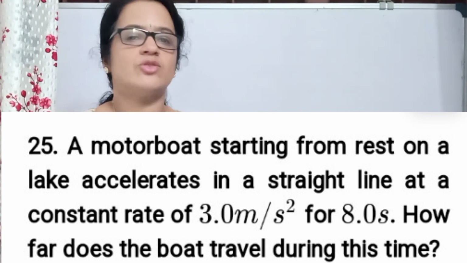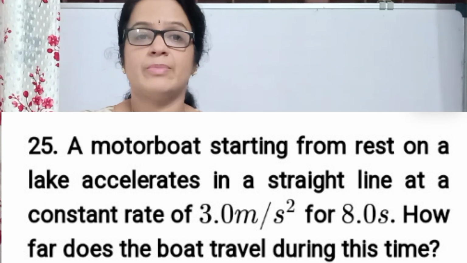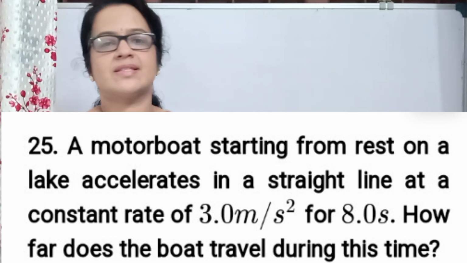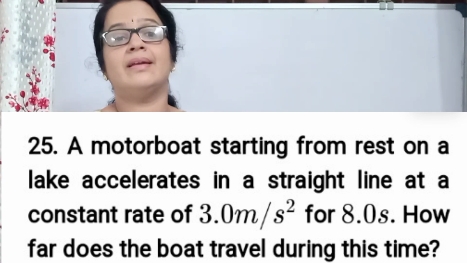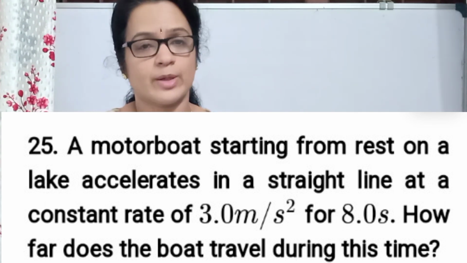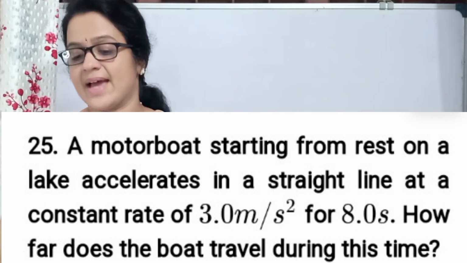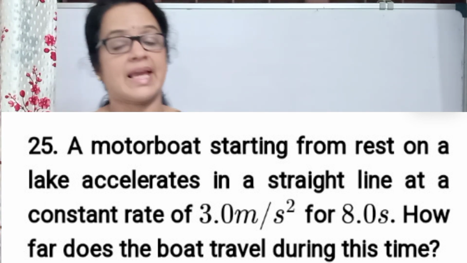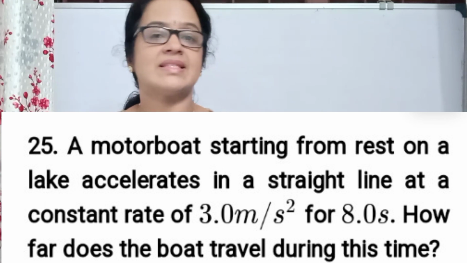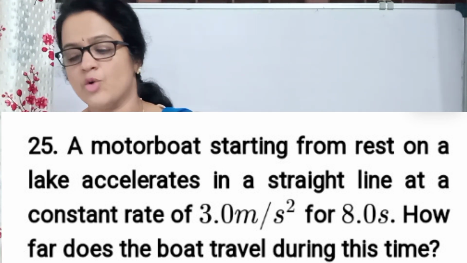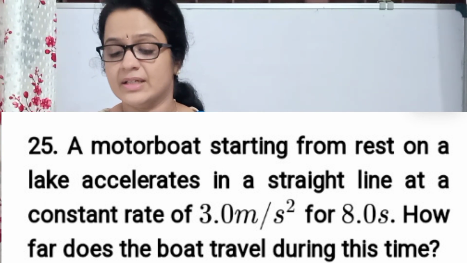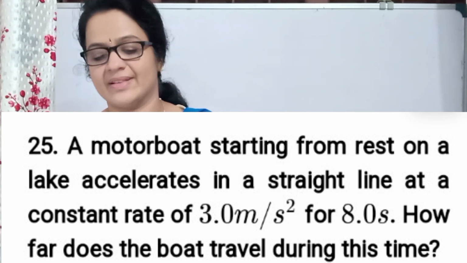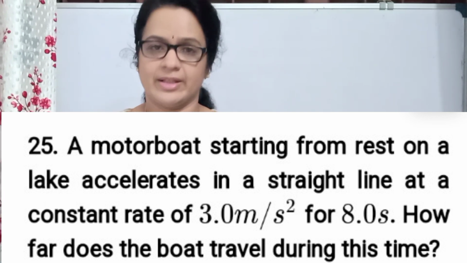So initially it was at rest means the initial velocity will be 0. In such cases, when the object is starting from rest, we have to take the initial velocity as 0. So u is 0, acceleration is given as 3 meter per second square and time is given as 8 seconds. Here, how far does the boat travel during this time? That means what is the distance traveled by the boat? That we are going to calculate.